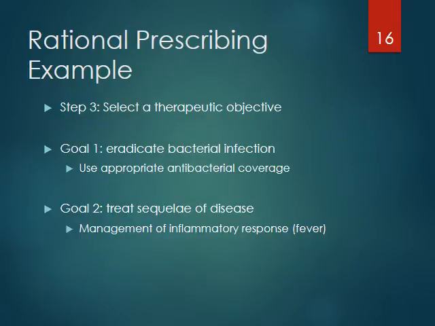So now we need to select our therapeutic objective. Obviously, the 2 main goals here are going to be, 1, to eradicate the bacterial infection. So in order to do that, we're going to be using appropriate antibacterial coverage. We want to make sure that we're not using something that might treat tuberculosis or something that will treat a viral infection. We want to make sure we're selecting something that is tailored for strep pneumo and H. influenza. And then 2, we would like to treat the sequelae of the disease.